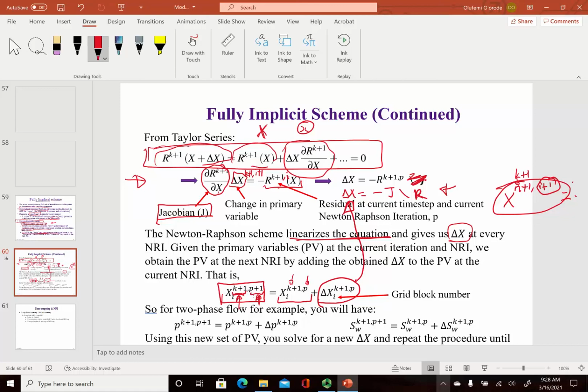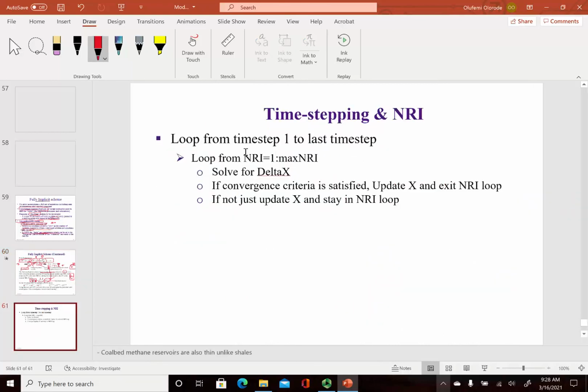But before that, even though we use x's, we realize that x's basically correspond to PO and SW. So for PO, this is what it is. For water saturation, this is what it is. Same thing, right? And now, to further clarify how it is implemented in code, this is your time step loop.